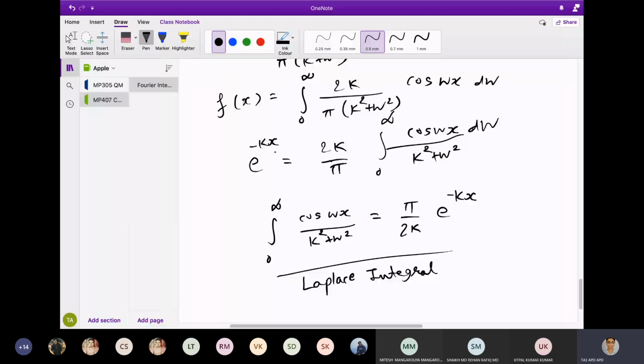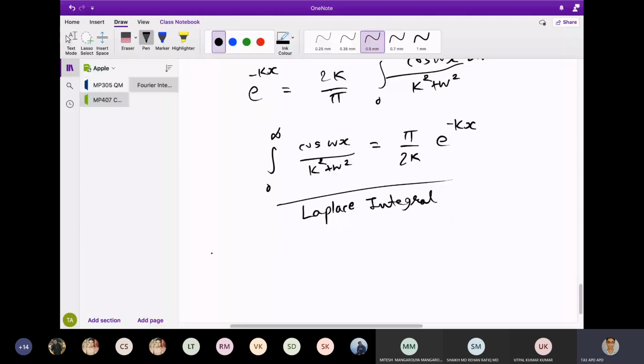The second one, I will give it to you as a home exercise. That you do by yourself: the Fourier sine integral. In that also you will get an answer like this. That will give you one more value of the integral. That will also be a Laplace integral. So there are two Laplace integrals, one cosine one and one sine one. The sine one you will get from here. When you calculate this, you will get the value of the same function but in the sine integral. So that will be your Laplace sine integral.